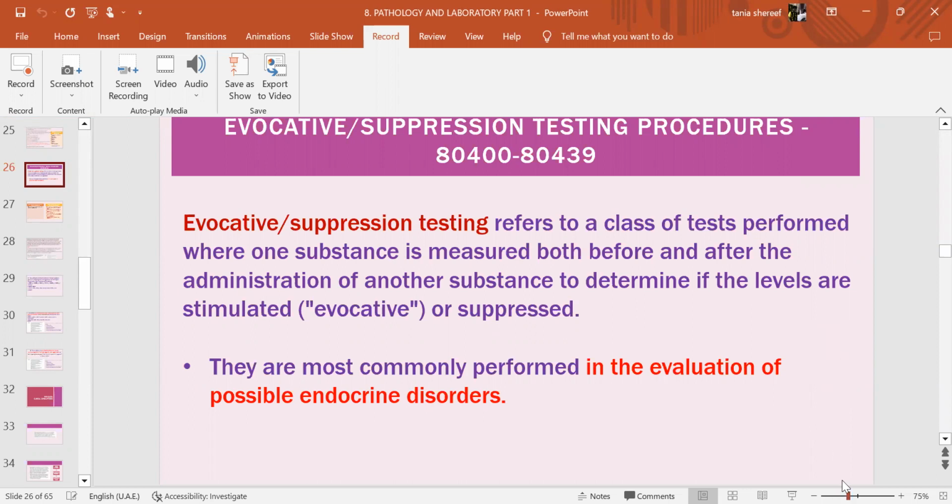So in this case, a substance is given to the patient. It is measured before administration of another substance, and measured again after the administration, to check whether the administration of the new substance has stimulated or suppressed the level. So these are most commonly done in the evaluation of possible endocrine disorders.